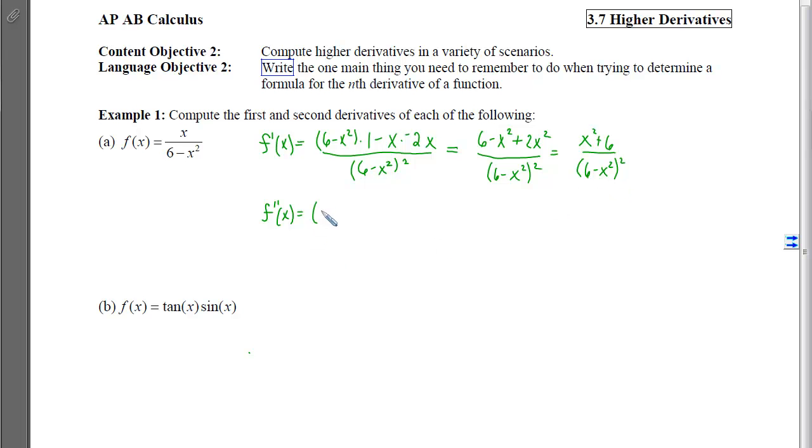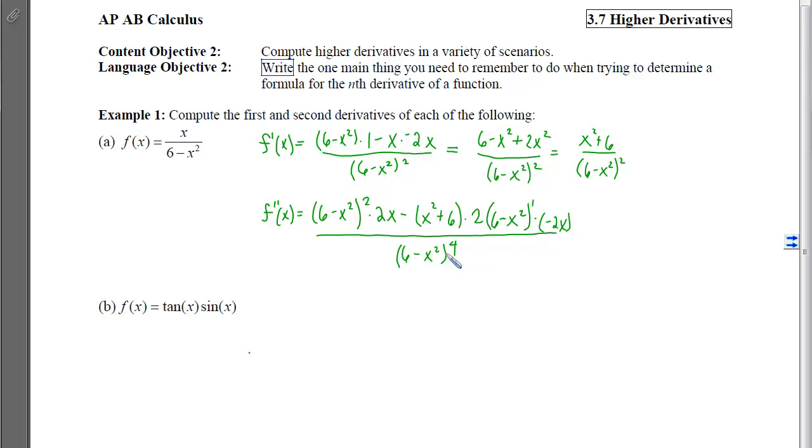So if I take the derivative again, I can use the quotient rule. So there's low d high minus high d low. Notice with the low I'm going to have to do the chain rule. I bring that 2 down in front to the first power, and then I multiply by the derivative of the inside all over this low squared. And because I don't have to take the derivative again, I'm going to leave it as is.